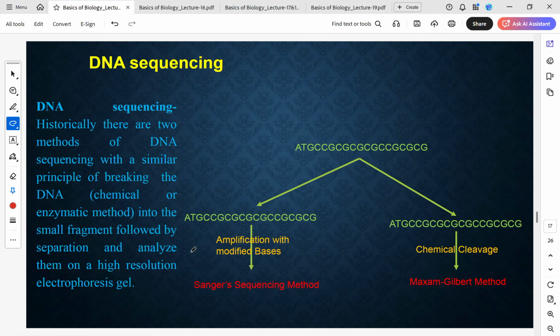Coming to sequencing, how would you identify the sequence of the DNA itself? This can be done by breaking the DNA into small fragments, then separating them and analyzing them on a high resolution electrophoresis gel. There are two methods that people usually use: the Sanger sequencing method or the Maxam-Gilbert method. The Sanger sequencing method does amplification with modified bases, whereas the Maxam-Gilbert method uses a chemical cleavage method.